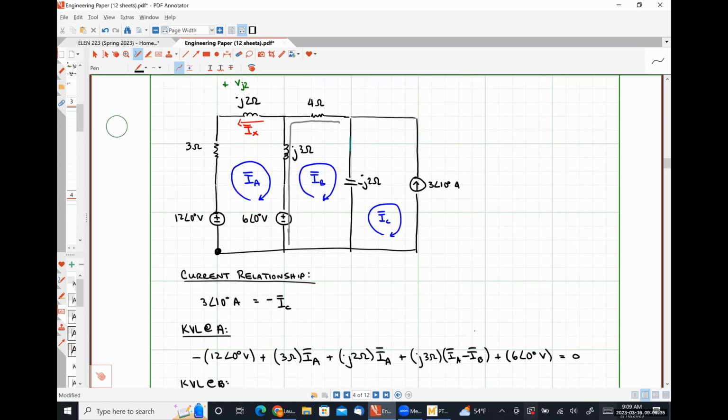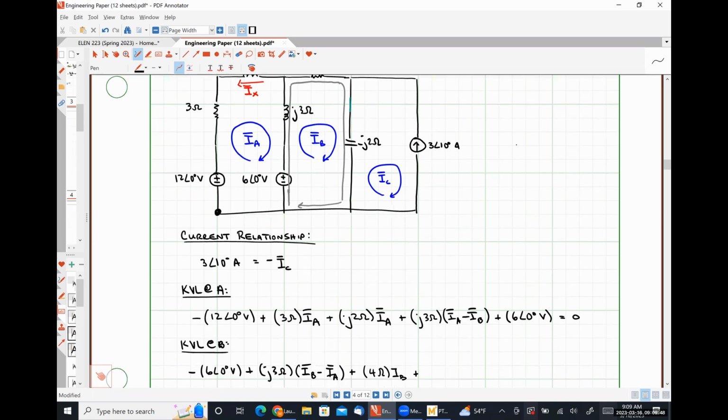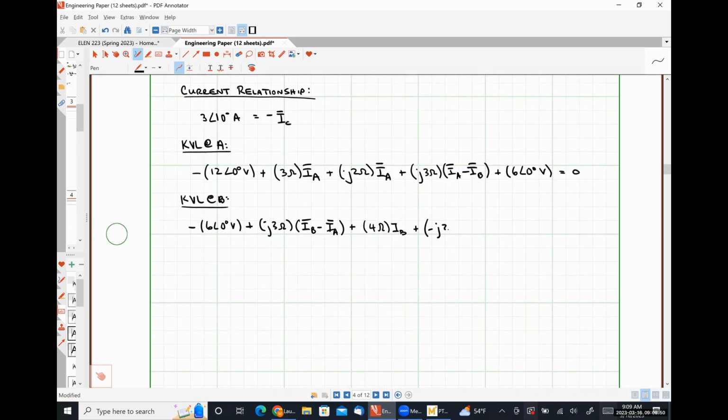And then lastly, we're going down through the capacitor. So that's going to be what? So negative J2 ohms times, I believe you said IB minus IC, which is absolutely correct. Is equal to 0. 1, 2, 3 equations. We have 3 unknowns, so we're good to go. Put things in MathCAD now.